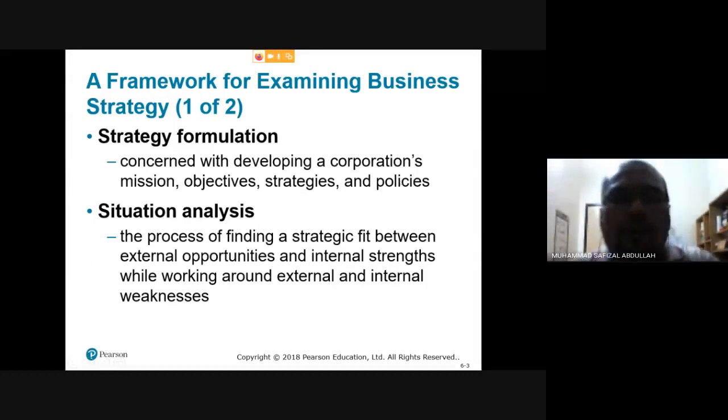Because when we talk about strategy formulation, what is strategy in the first place? Basically, strategy is our roadmap or our planning on how to achieve our objective, on how to achieve our mission. So strategy formulation is the process of developing the corporation's mission, objectives, strategies, and policies. All these four elements are interrelated: mission, objective, strategies, and policy. It means that each and every one of these complement each other.